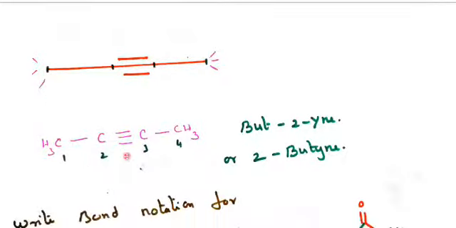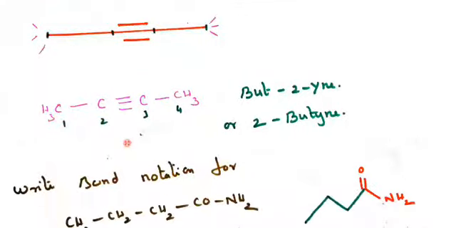You can number it as a symmetrical alkyne. So no problem of numbering 1, 2, 3, 4 or 1, 2, 3, 4. Either left to right numbering or right to left numbering, no problem in this case. So 1, 2, 3, 4. At the second carbon, the triple bond is called yne, double bond is called ene, single bond is called ane. So triple bond is yne. So it is 2-butyne, or we can say but-2-yne.